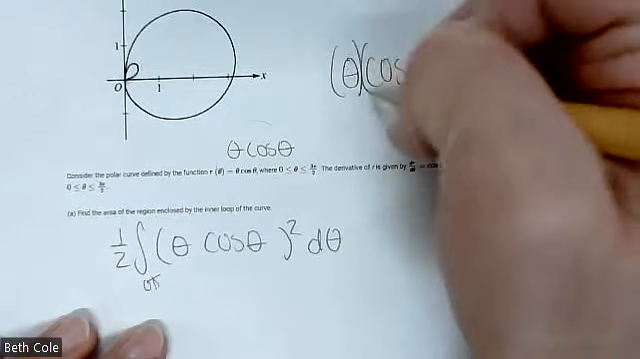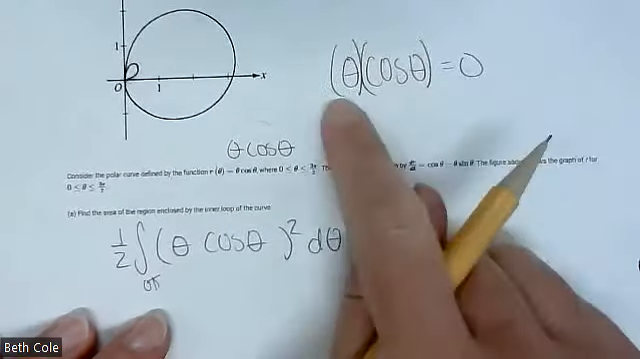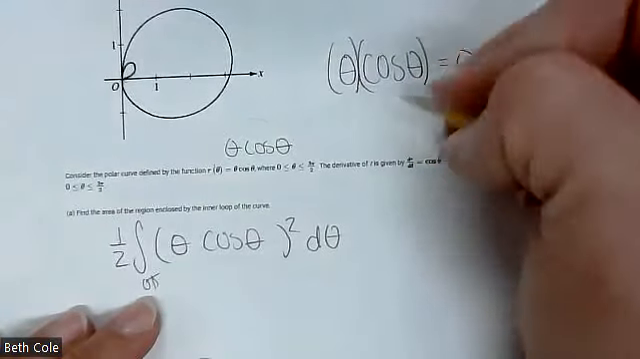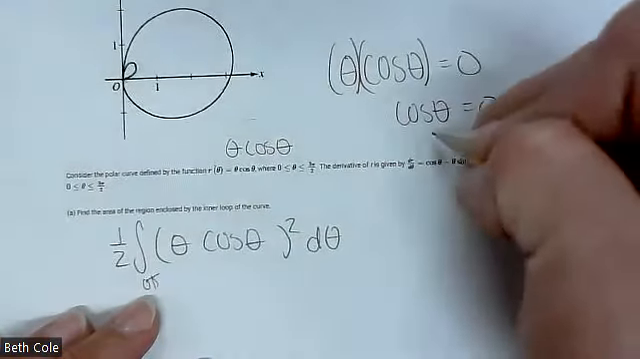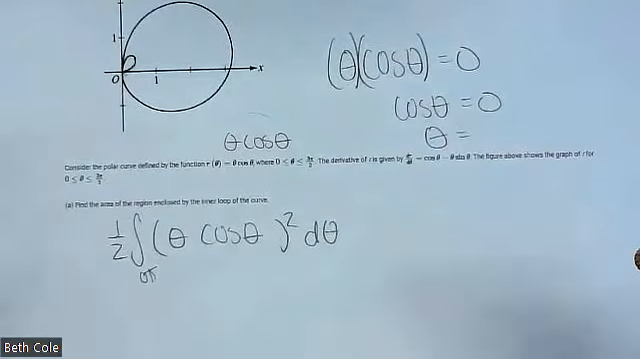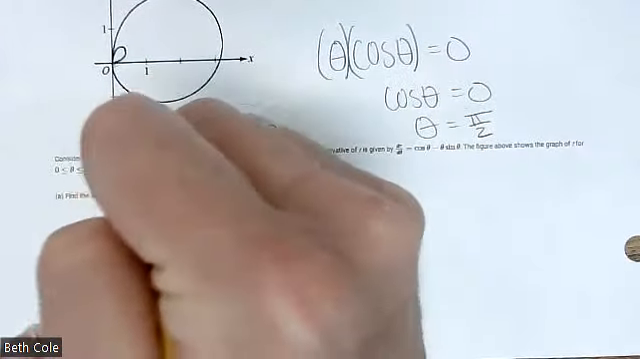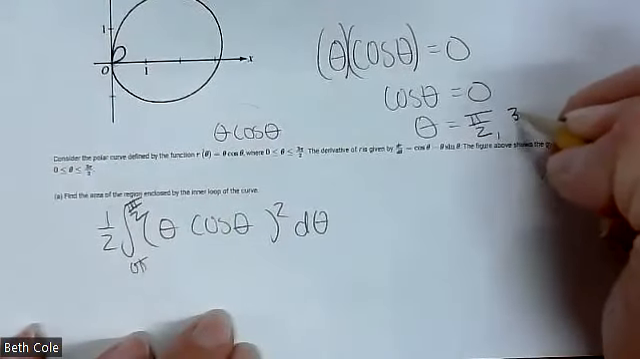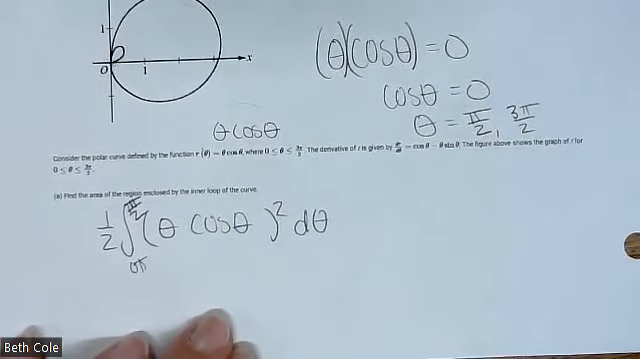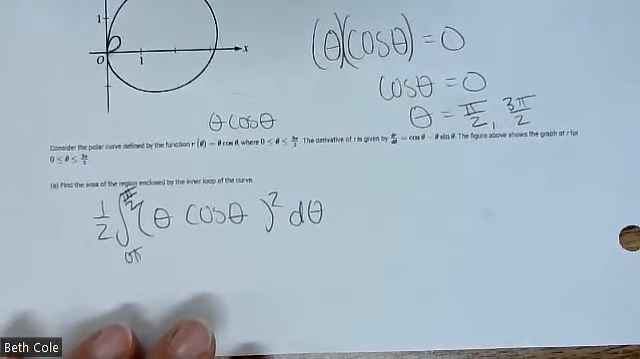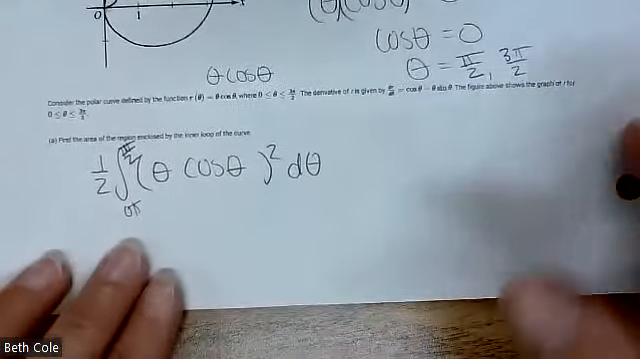And you're setting each one of these factors equal to 0. So the first one's theta equals 0, which obviously is where we started. The other one is cosine equals 0. And so what amounts of rotation would you get for that? Pi over 2 would be the first one, and so that's the one we need. But if you kept going, you'd have 3 pi over 2, and then 5 pi over 2, and 7 pi over 2. It's going to keep going around and around and around. Have fun typing that in.